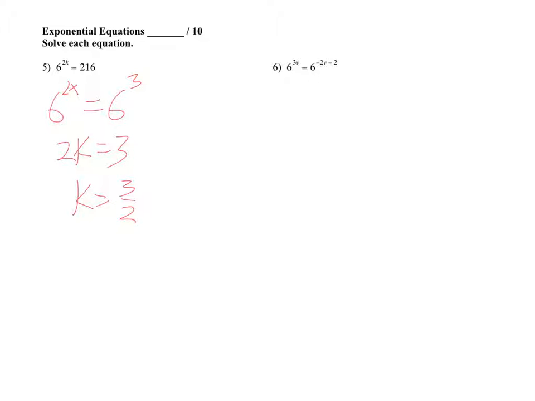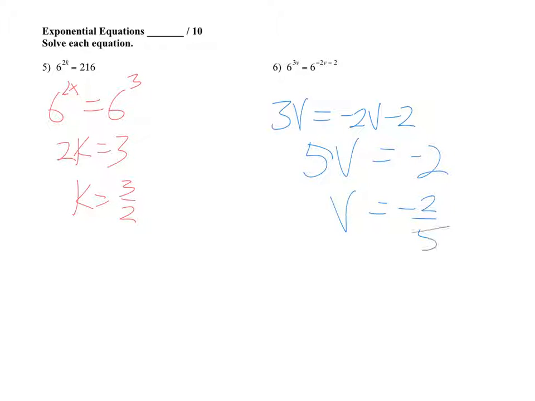Similarly, for number 6, we got 6 to the 3v and 6 to the negative 2v minus 2. That one's already set up for me, so 3v is equal to negative 2v minus 2. That means I get 5v is equal to negative 2. v is negative 2/5.